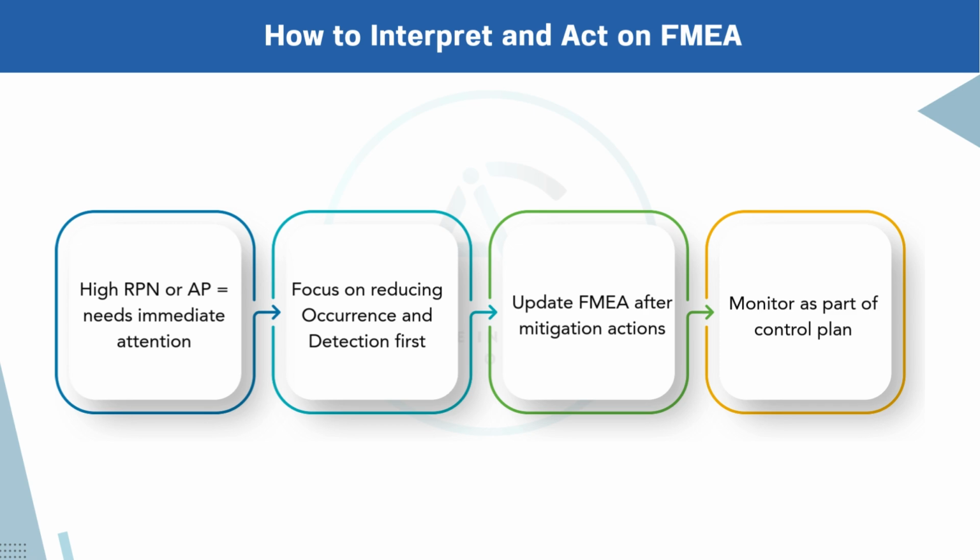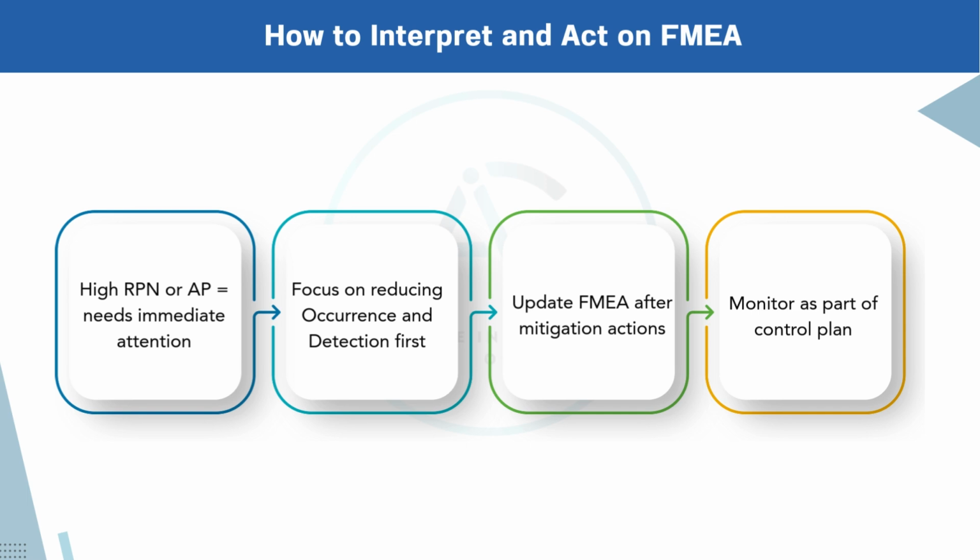Vague failure descriptions. System error. One of the biggest issues is using generic or unclear language. For example, writing system error doesn't tell the team what exactly went wrong. Was it a timeout? A software bug? A login failure? Be specific. A good FMEA clearly defines the failure so that root causes can be addressed.